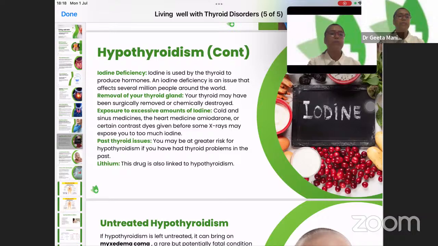Exposure to an excessive amount of iodine can also cause hypothyroidism. Cold and sinus medicines, the heart medicine amiodarone, or certain contrast dyes given before some x-rays may expose you to too much iodine.